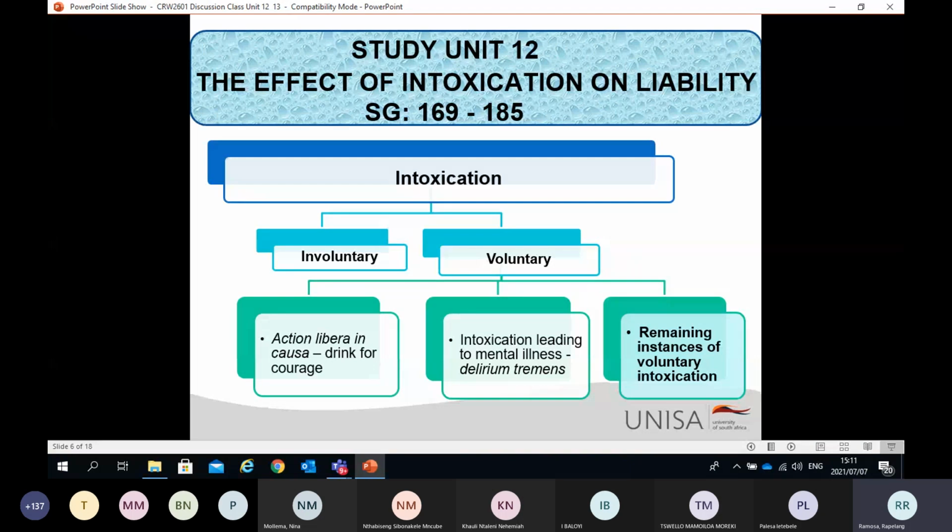Let's distinguish between at least 2 other instances briefly. There's a concept called the actio libera in causa.